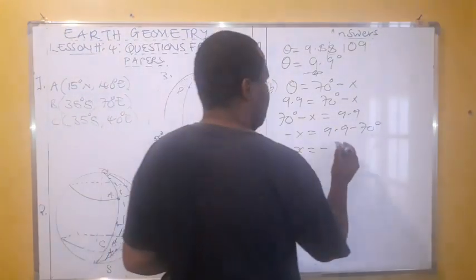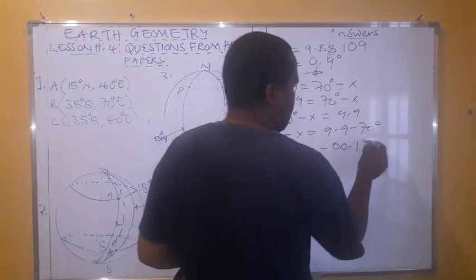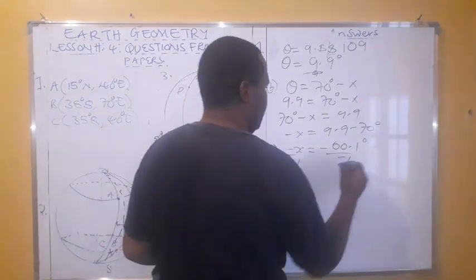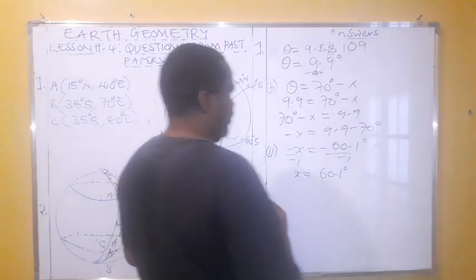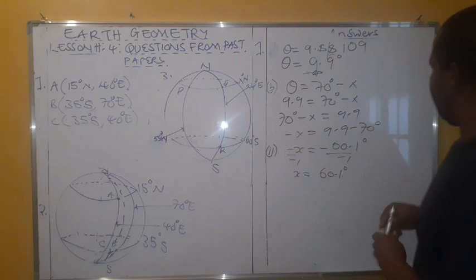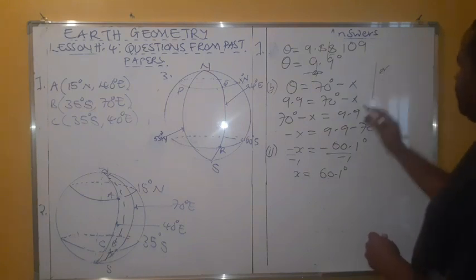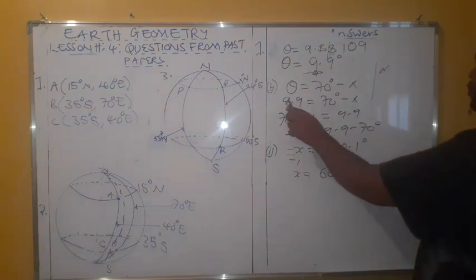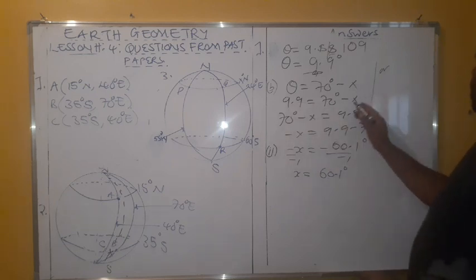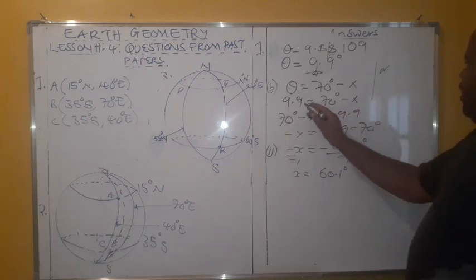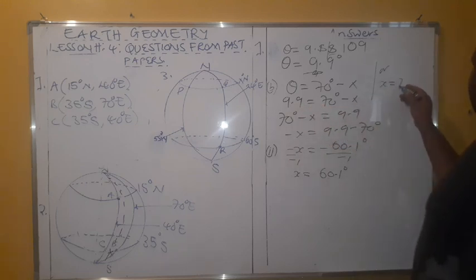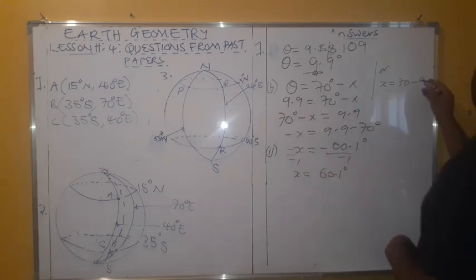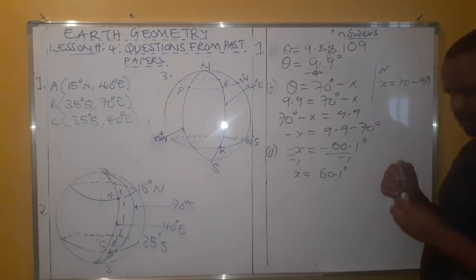So you have negative 60.1 degrees. So you divide by negative 1 by negative 1. So X is equal to 60.1 degrees. Alternatively, at this stage you can say, since there is a negative X here, when we take it to the left hand side, it will be positive X, which will be equal to 70 degrees minus, when you take this one to the right hand side, 9.9 to arrive at that.